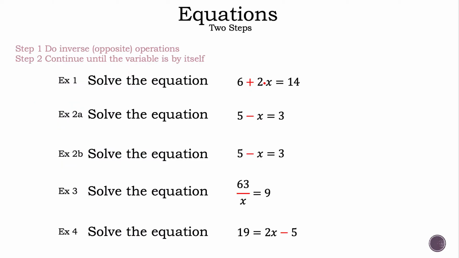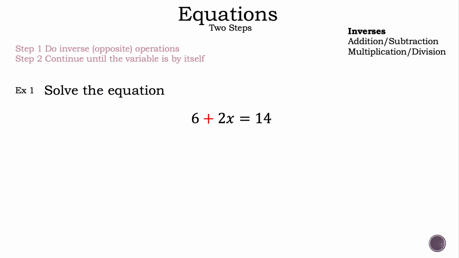Now let's take a closer look at the 4 examples we're going to be talking about in today's video. And let's take a closer look at example 1. Let's read the steps. Step 1, do inverse or opposite operations. Step 2, continue until the variable is by itself.